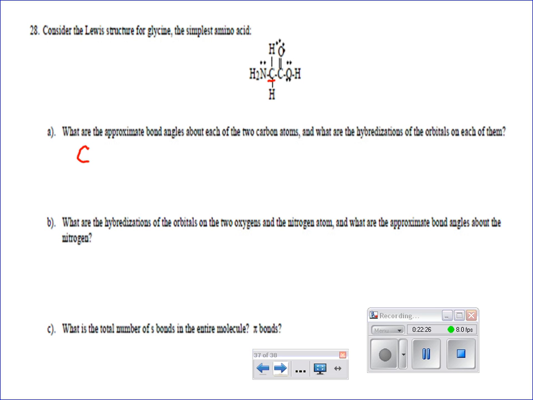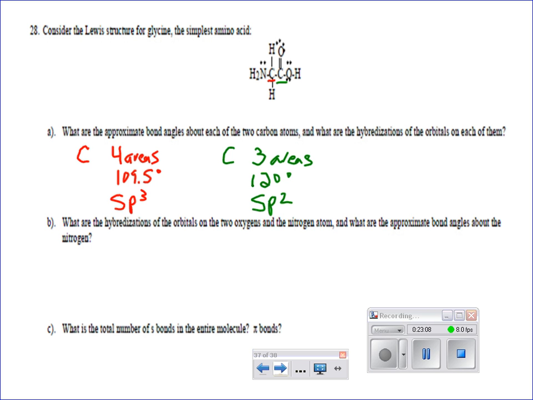What is the bond angle? The first thing you want to do is count areas. How many areas are there? 4 areas. So what's the bond angle? And they're all bonded areas, so 109.5. Okay. And then what's the hybridization? Sp3. All right, let's do the other carbon. How many areas around that one? 3 areas. So what's the bond angle? They're all bonded areas, so the bond angle is 120. And then what's the hybridization? Sp2.